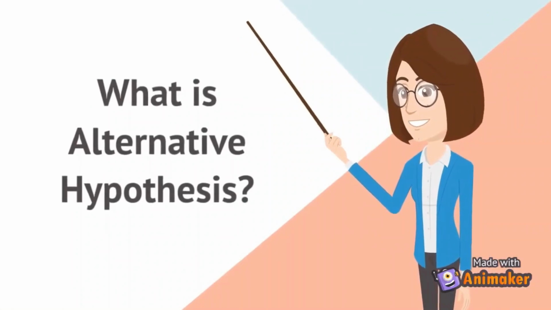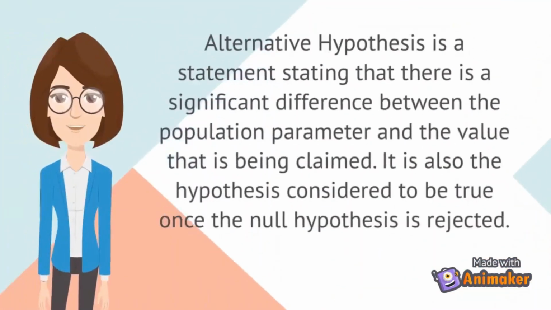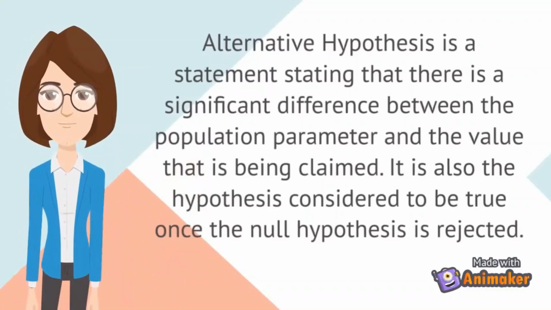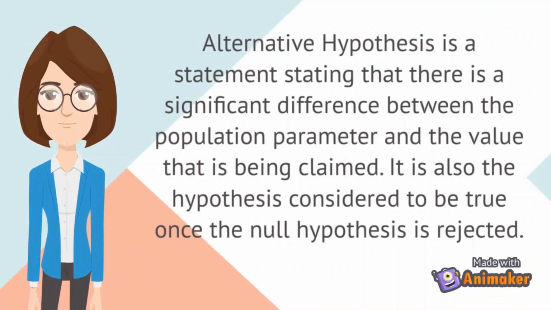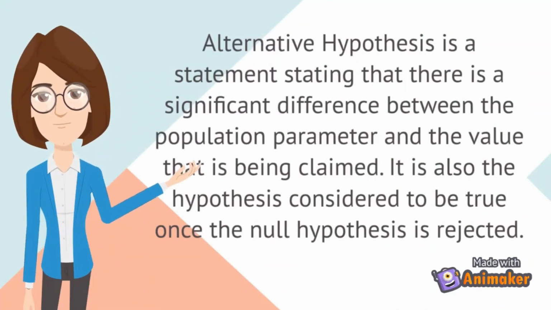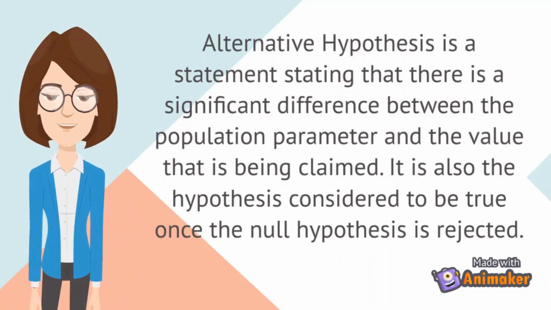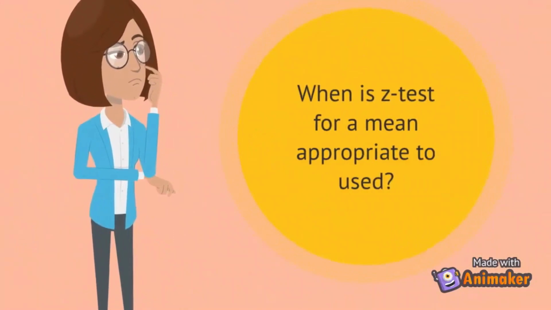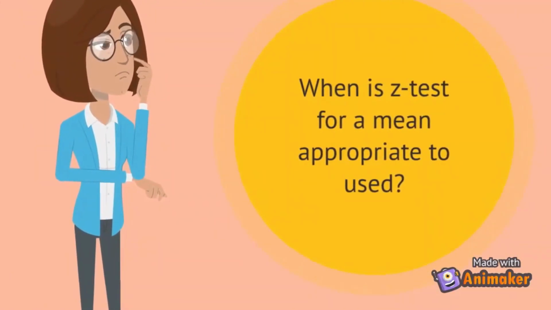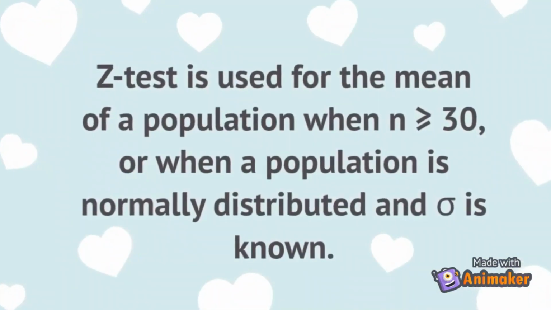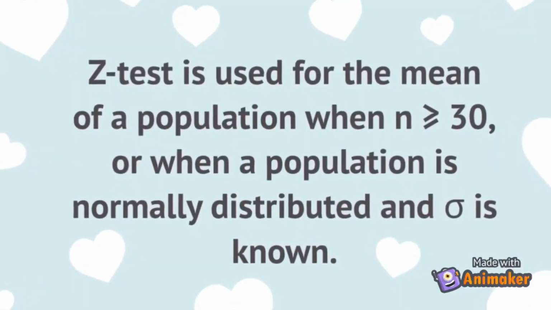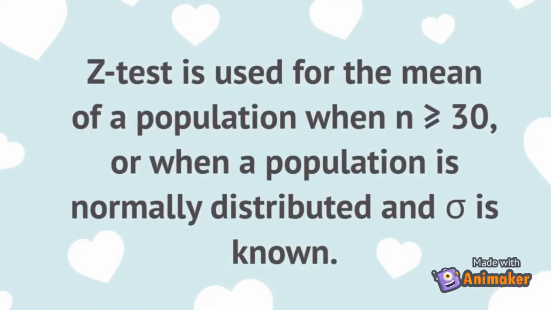What is alternative hypothesis? Alternative hypothesis is a statement stating that there is a significant difference between the population parameter and the value that is being claimed. It is also the hypothesis considered to be true once the null hypothesis is rejected. When is z-test for a mean appropriate to use? Well, z-test is used for the mean of a population when n is greater than or equal to 30, or when a population is normally distributed and the variance is known.